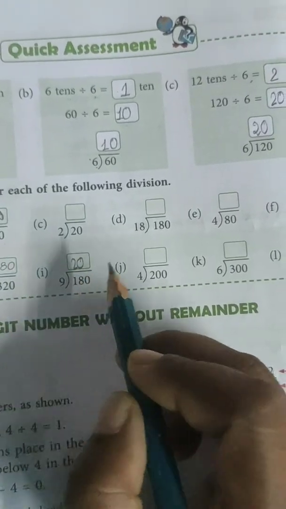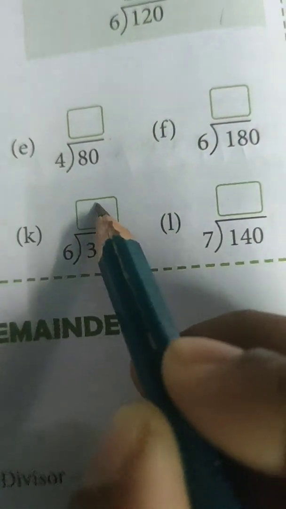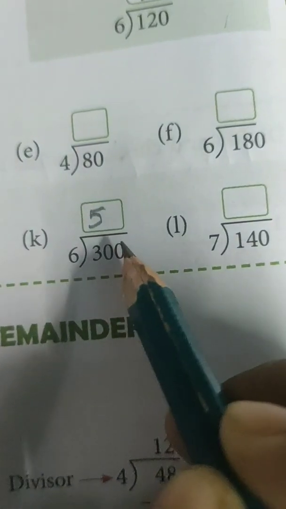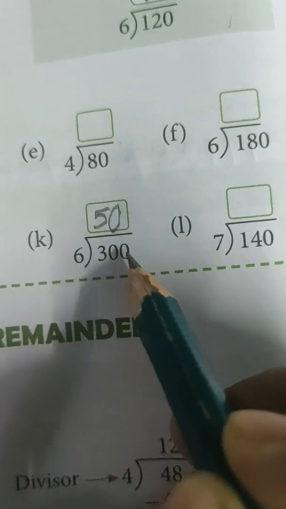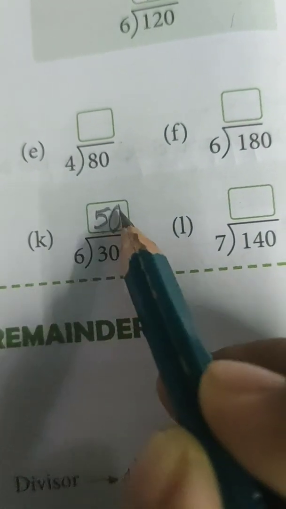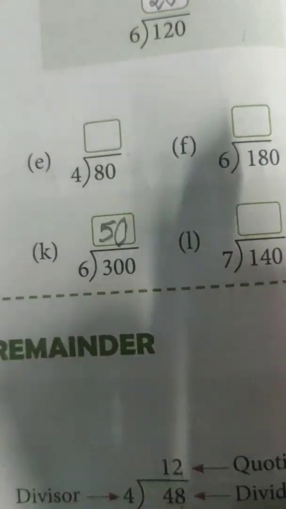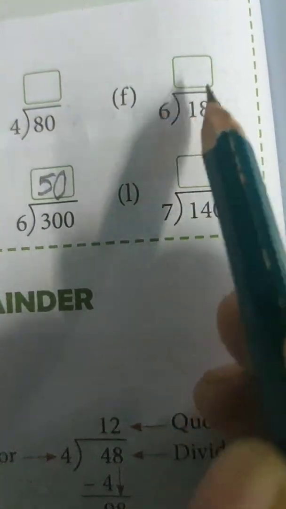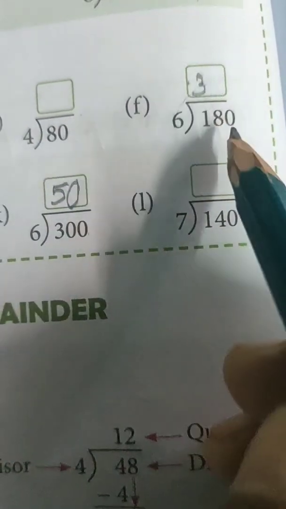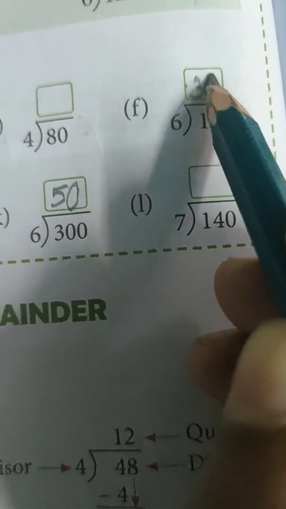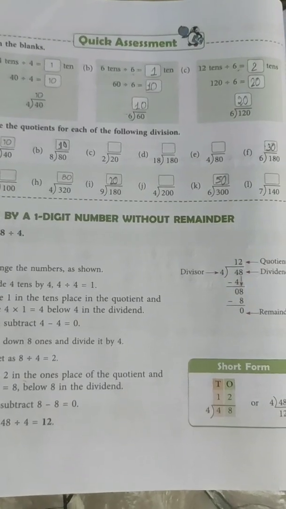The answer is 20. Now our next problem: 6 fives are 30. Now 6 zeros are 0. 6 fives are 30, so one 0 is left. We will put that 0 here. So the answer is 50. One more example. 6 threes are 18. This 0, 6 zeros are 0. Or we can simply put the 0 up. So the answer is 30. Please solve the rest of the problems on your own.